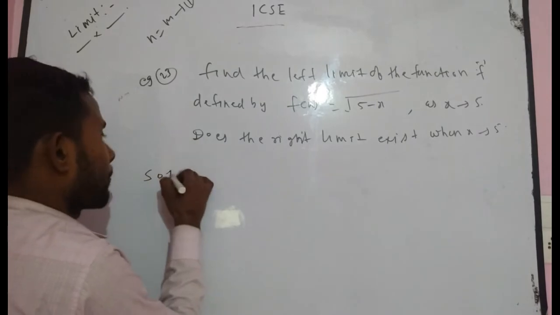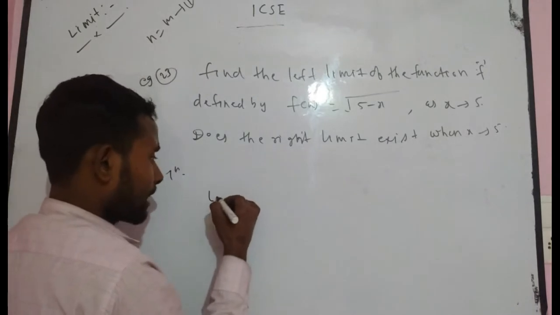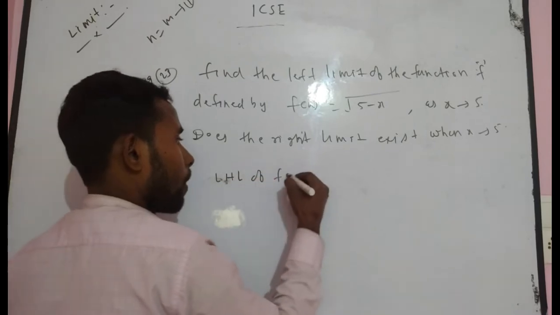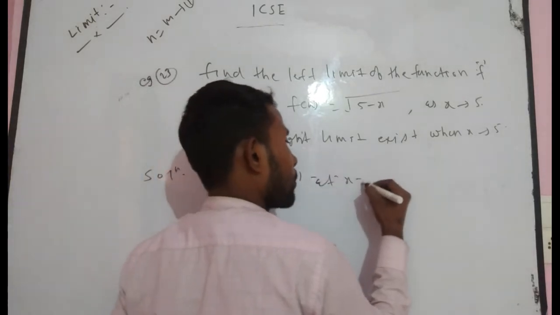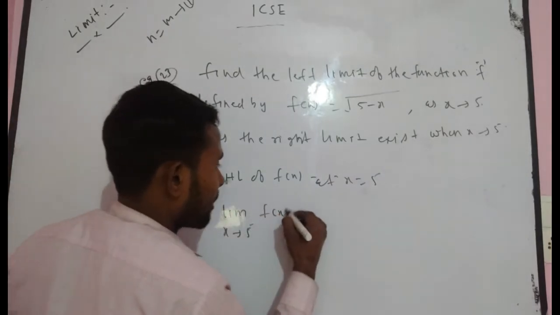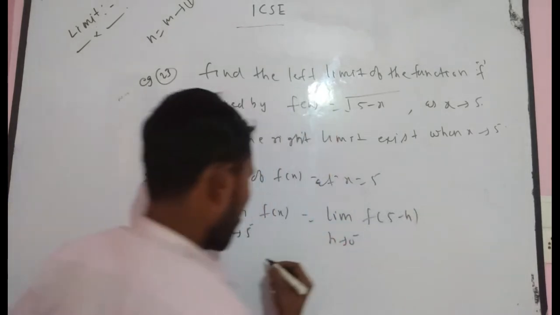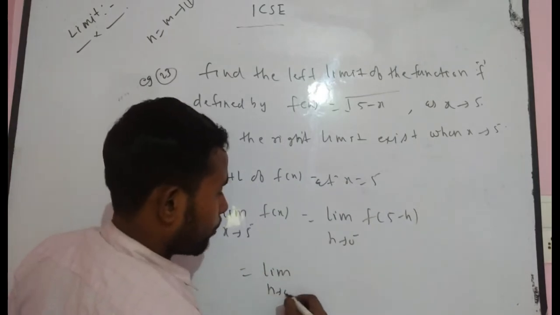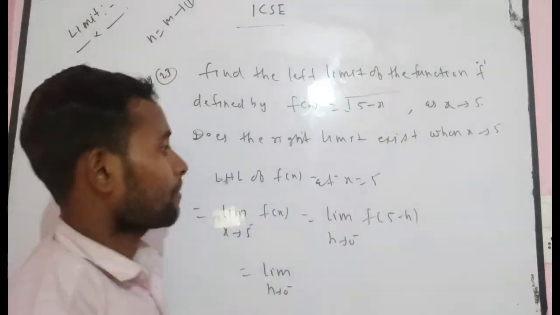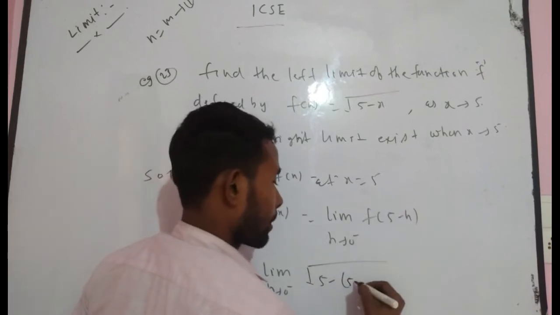Now, first we solve. Find the left hand limit at x is equal to 5. Then you can write LHL of f(x) at x is equal to 5 will be limit x tends to 5 from left hand side f(x), which will be limit x tends to 0 from left hand side f(5 minus x). Here x is replaced by 5 minus x, so you can put in f(x) directly in place of x as 5 minus x. Now it will be root under 5 minus x.